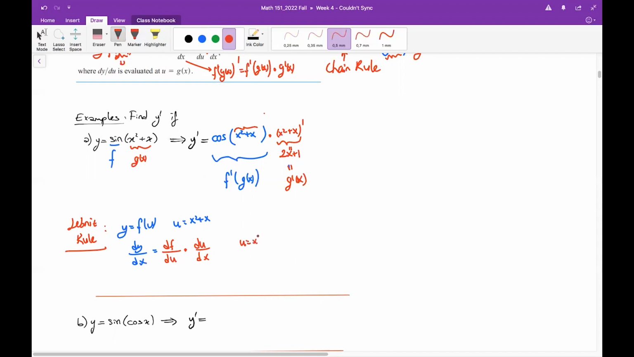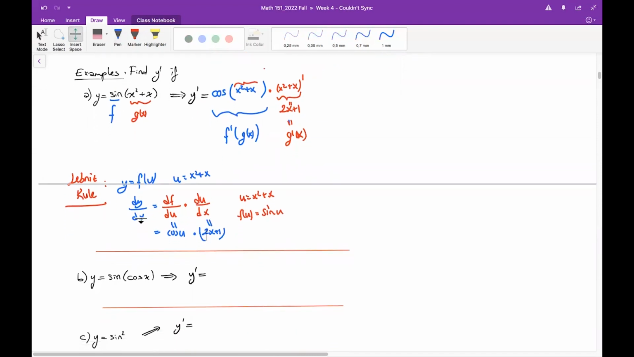Okay, u is x squared plus x. What is f of u? Okay, u is this part, so f is sine u. Now you can easily find the derivative, right? It is cosine u times, what is du over dx? It is 2x plus 1.